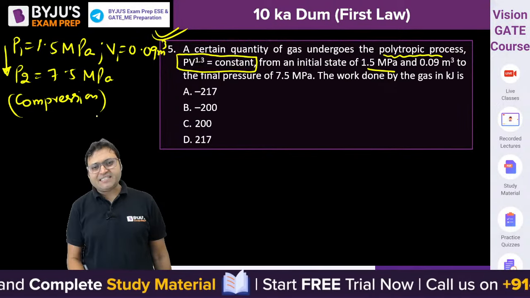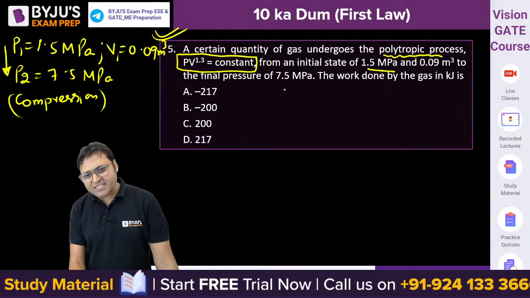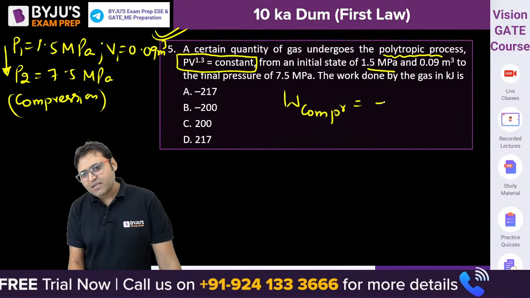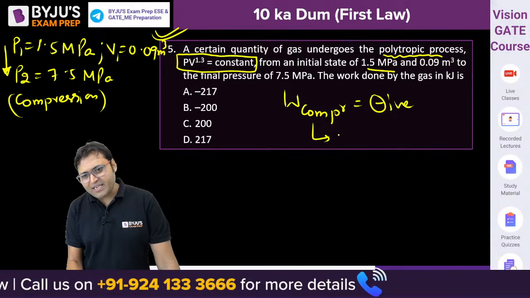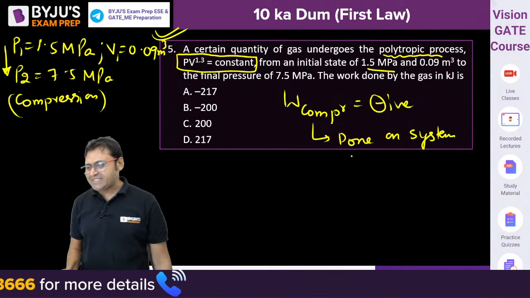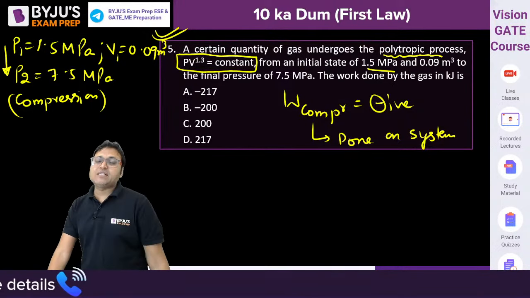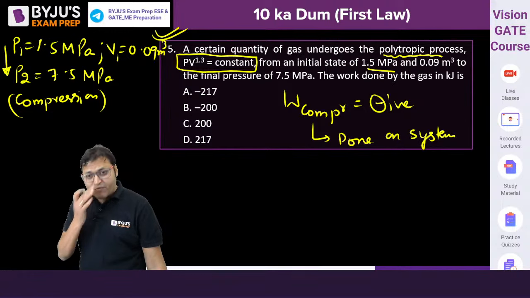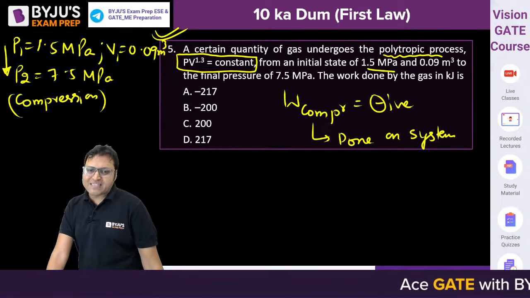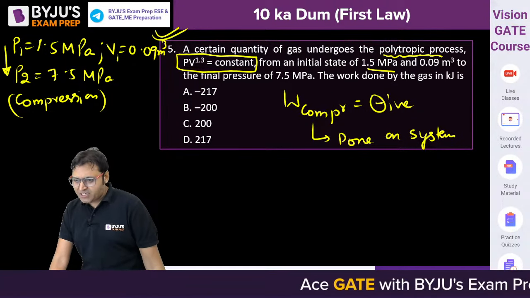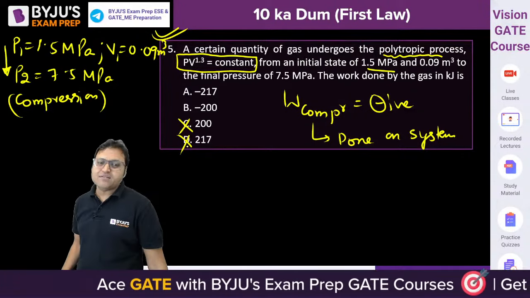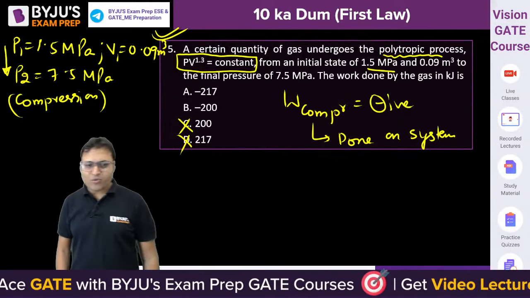Because the pressure is increasing, the process is compression, and what is the sign of compression work? Isn't it negative? Because work is done on the system. Compression work is negative because it is done on the system. Expansion work is positive. If it is a turbine, then work will be produced. If it is a compressor, then work will be consumed. So compression work is always negative and turbine work is positive. I hope you are aware of the sign convention. So C and D cannot be the option for this.